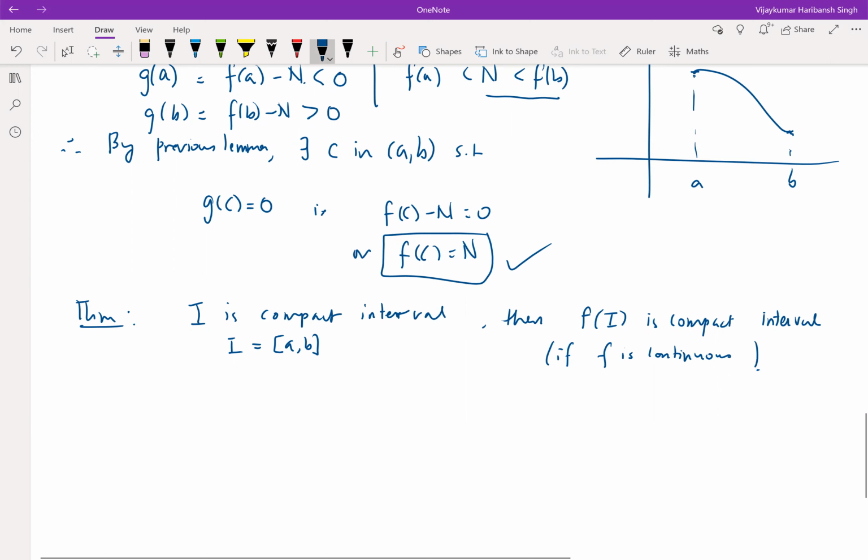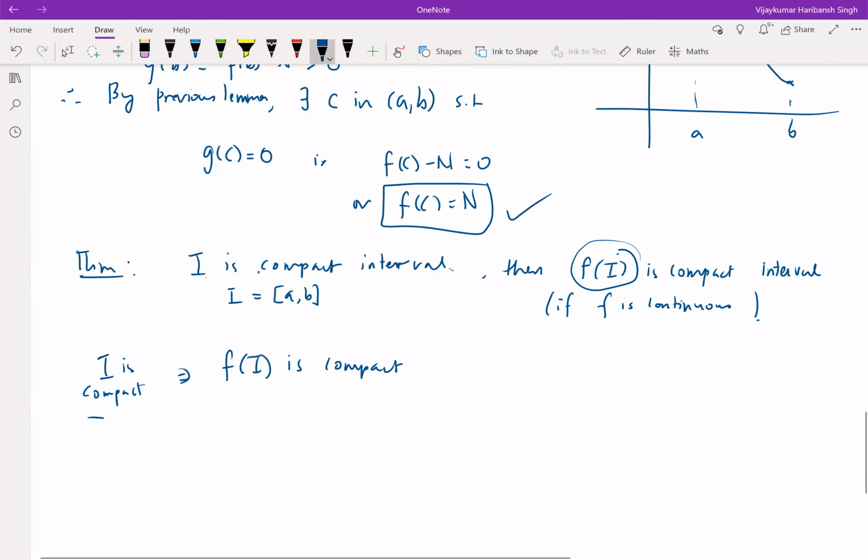There is a little bit of work required here, though. Because I is a compact interval, our previous result tells us that f(I) is compact. I is compact implies f(I) is compact, but it doesn't tell you that it's an interval. So for the interval part, you need some more work to do. You can work on that.